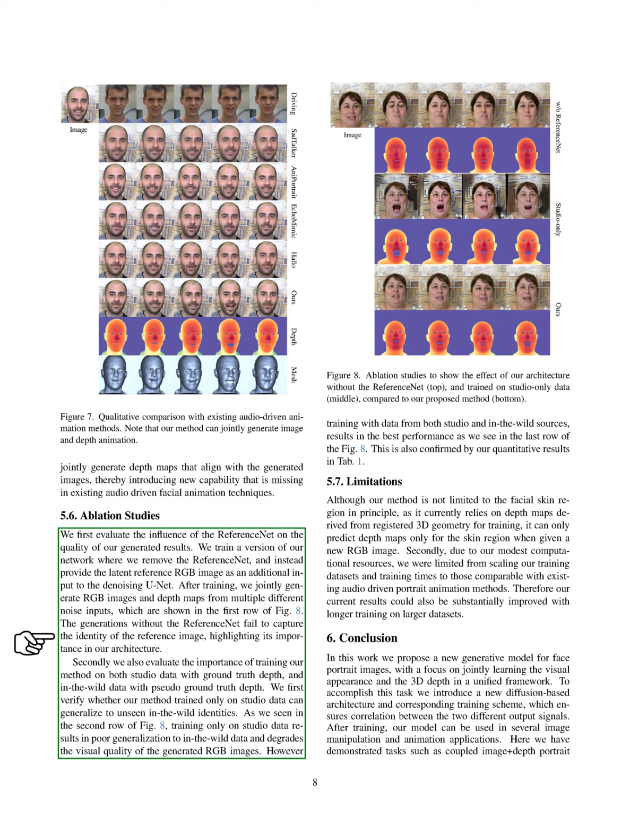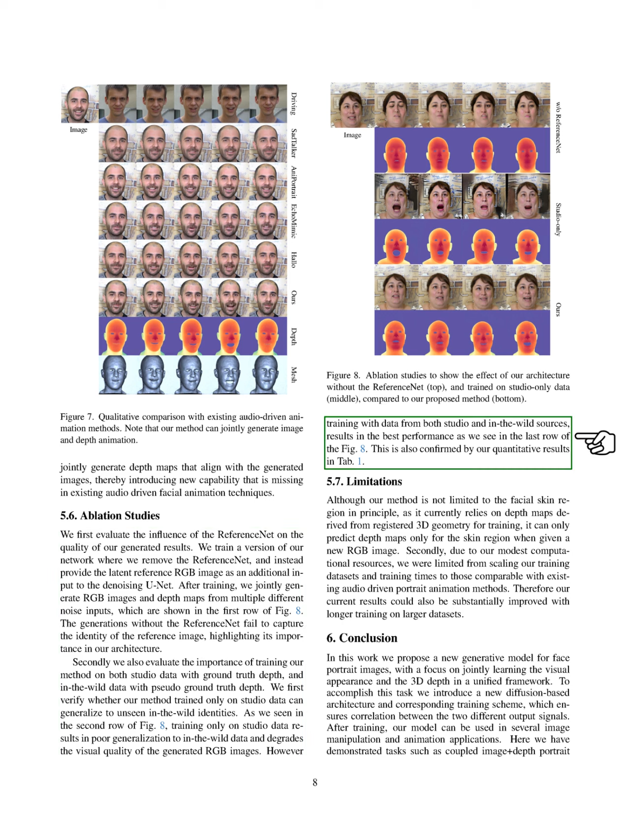Finally, we conduct ablation studies to assess the impact of our ReferenceNet on the quality of results. We find that removing the ReferenceNet leads to a loss of identity in generated images, underscoring its importance. We also evaluate the necessity of training on both studio and in-the-wild data. Training solely on studio data results in poor generalization to real-world images, while combining both data sources yields the best performance, as confirmed by our quantitative results.